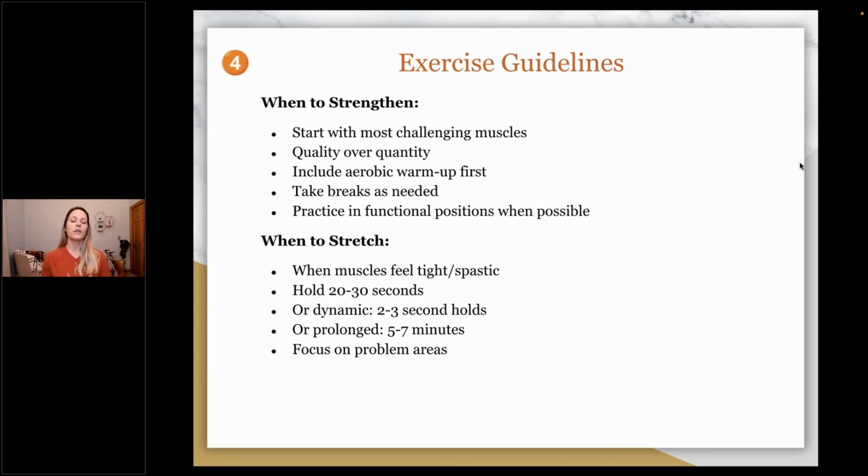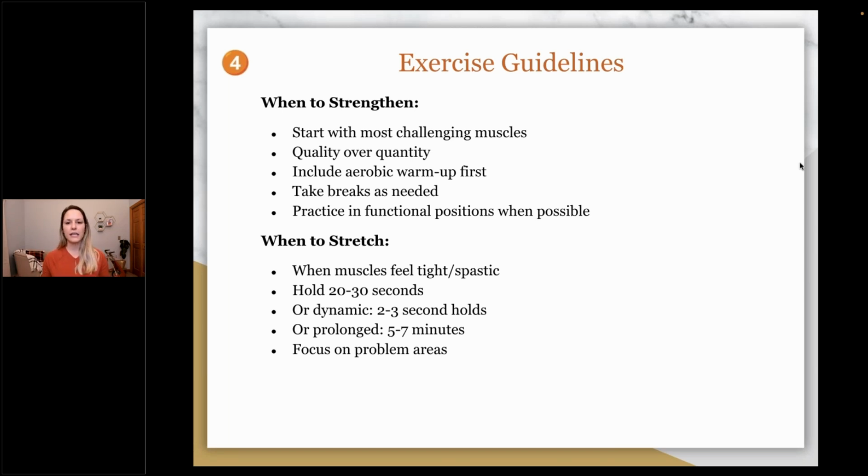When to stretch: when your muscles feel tight or spastic. Generally speaking, you want to hold for 20 to 30 seconds if you're doing a typical static stretch. If that doesn't feel good for you, a way that you can stretch is dynamic stretching, where you only hold for about 2 to 3 seconds, and you would just do more repetitions, maybe 30 repetitions. Or you can do a prolonged static stretch. So you might hold for 5 to 7 minutes before you release and do a different stretch, and focus on problem areas.